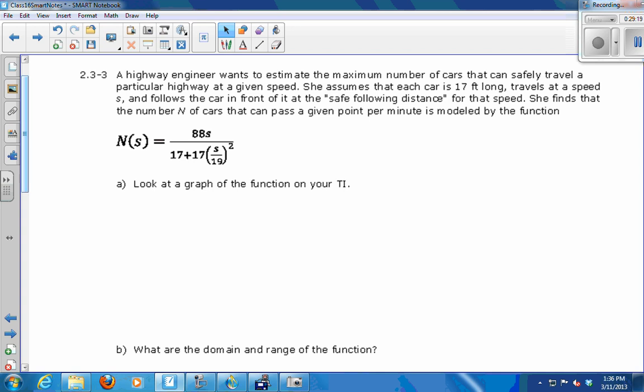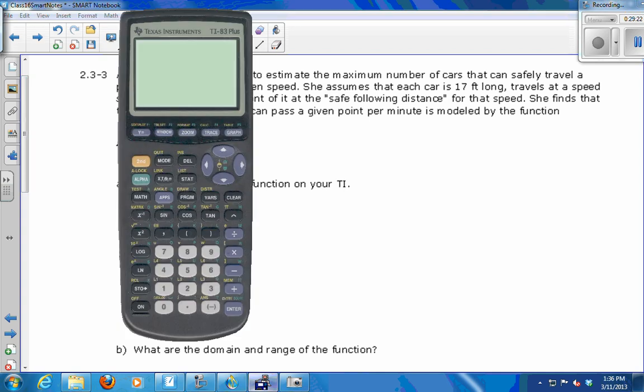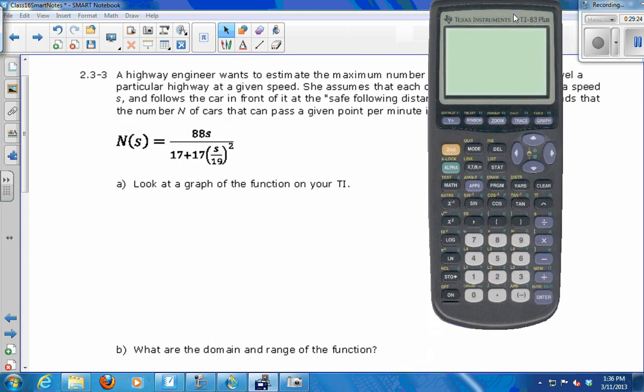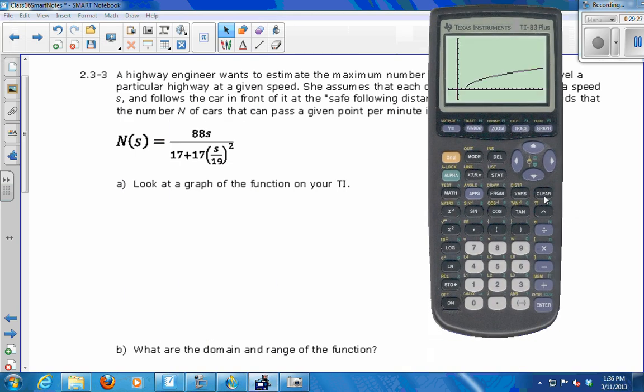So let's look at a graph of this function. We have to be careful when we're entering it with parentheses because we get a fraction. So we need parentheses around the whole top and the whole bottom. So we want 88, and I'm using x because I don't have an s variable key, so I'll just use x, divided by 17 plus 17 times x over 19 squared, close the parentheses.